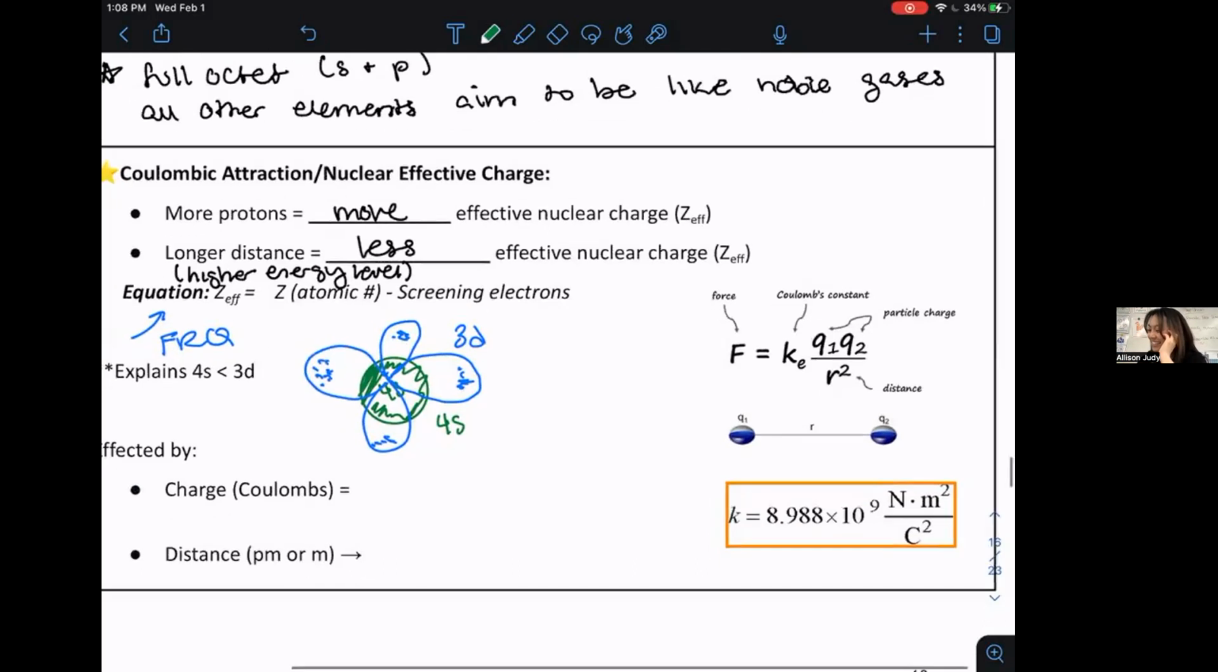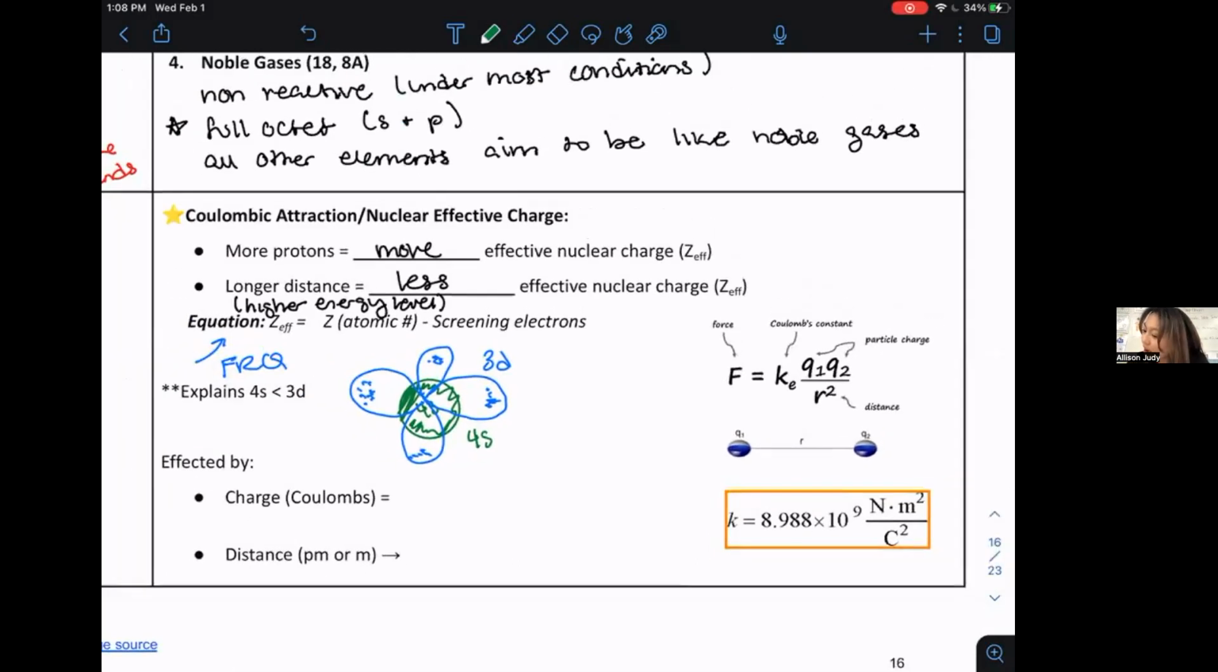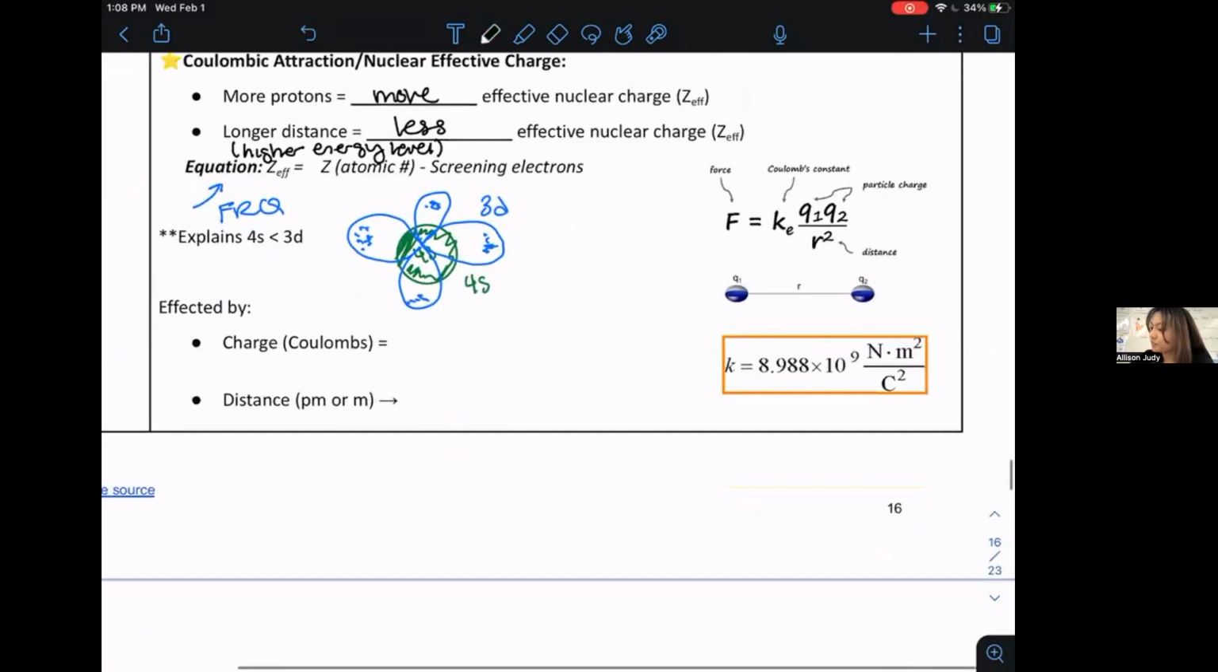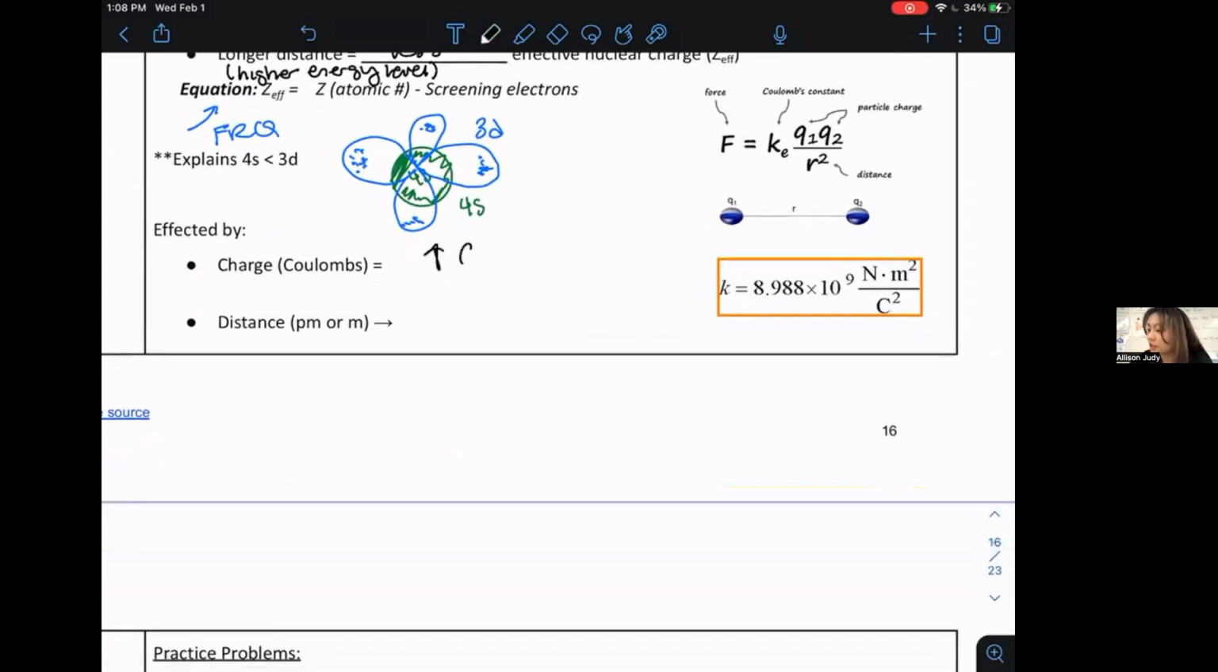So, anyway, charge increases Coulombic attraction, but distance exponentially decreases Coulombic attraction. Why is it called nuclear effective charge and not just effective charge? Because it's the nucleus that has the protons that are positive that are pulling. The protons are like the muscle of the pull. The electrons are kind of just there for the ride.